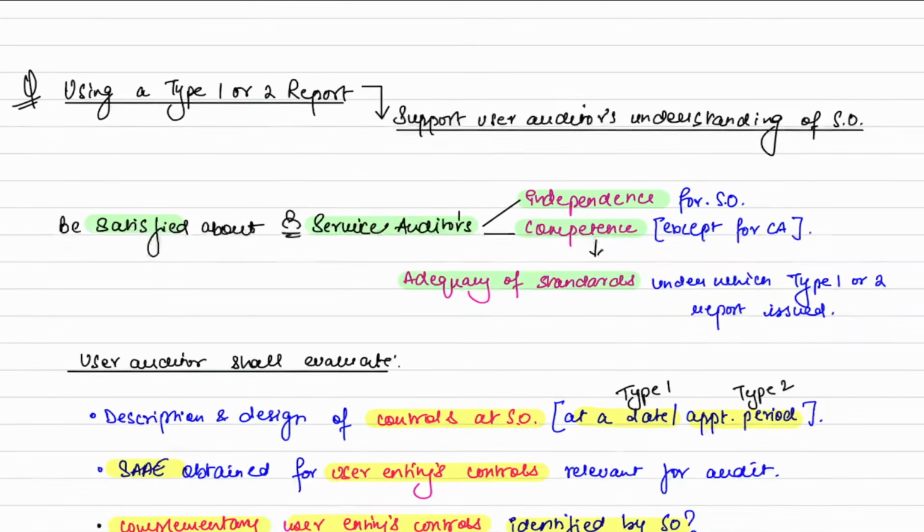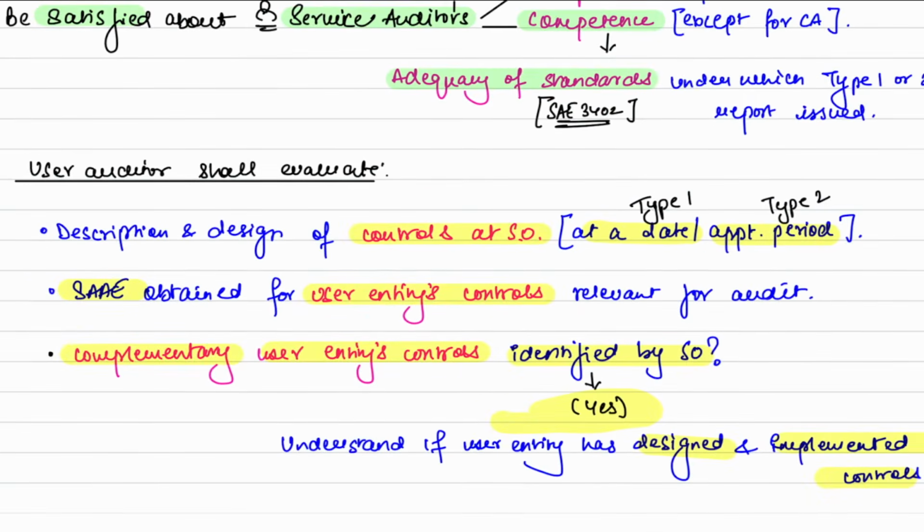So before you understand their controls, be satisfied about the service auditor's independence and competence. Competence, you don't need to check if he's a chartered accountant, and see whether he is doing the work as per the standard. So the standard means SAE 3402 that we are going to cover in the next session. Okay, sir. Then, sir, you need to evaluate 3 types of control. Control at the service organization, description and design of control at the service organization at a date or appropriate period. For a type 1 report, it is at a date. For type 2, it is for a period.